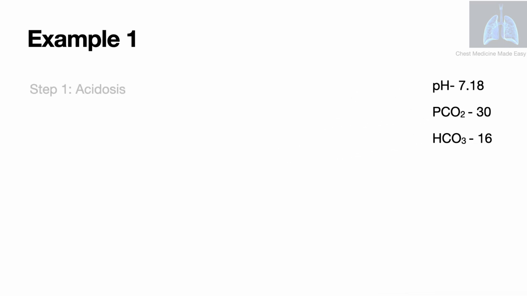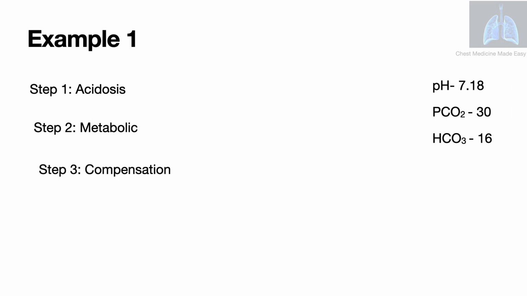So step 1, is this an acidosis or an alkalosis? This is clearly an acidosis. Step 2, is it a metabolic abnormality or a respiratory abnormality? Clearly, this is a metabolic abnormality. Step 3, let us look at the compensation. What is the expected compensation here? It is a reduced PCO2.